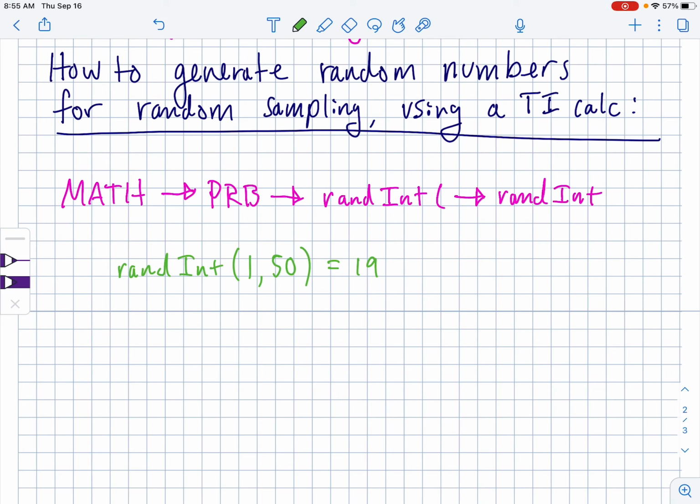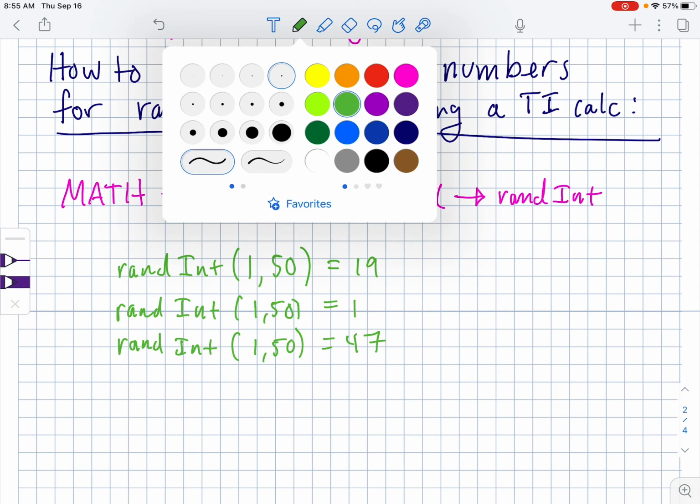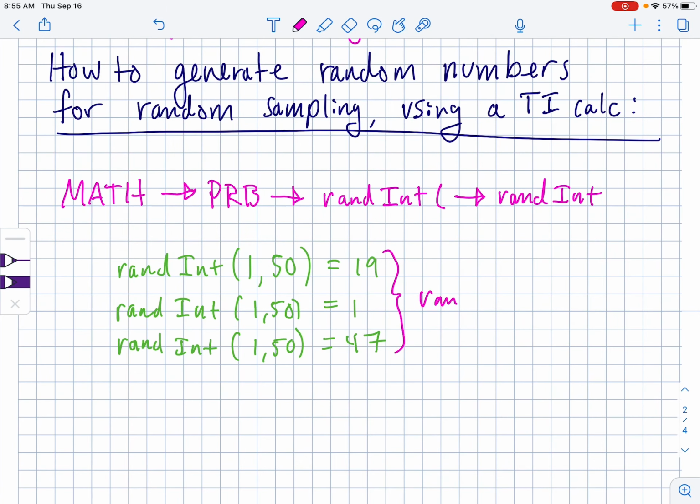If you hit enter again, it's going to do the same thing, like I just ran the same program again, 1 through 50, and it gave me a 1. Well, that's random. Hit enter again, it gives me a 47. And then boom, these are all random integers between 1 and 50. All right, you guys, happy studying.